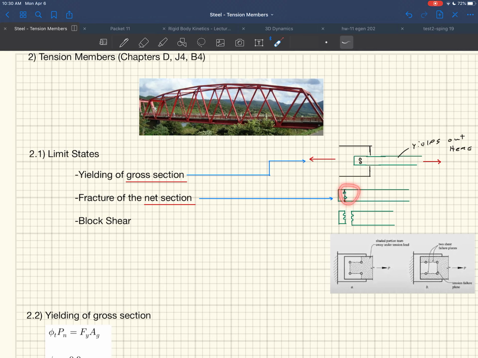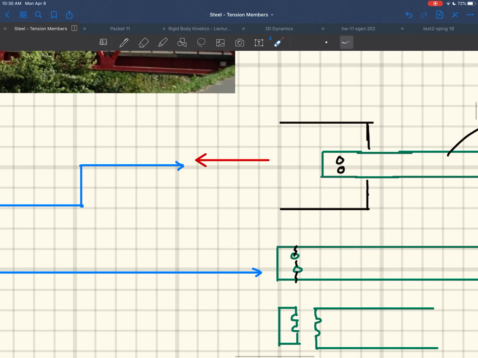And the reason it's going to break around the holes is because the area is smaller around the holes, right? It's more concentrated. This big force right here is going to be concentrated around these holes, right? Over here, you have the whole gross section, and then here, it's going to be more of a problem because you have a reduced area because you have bolt holes through it, right?